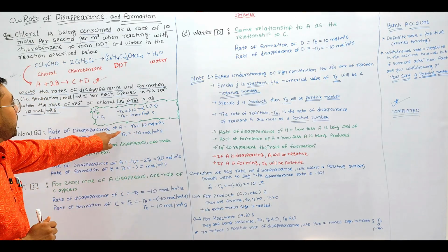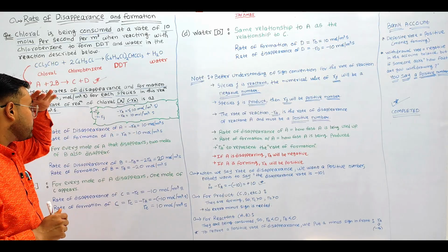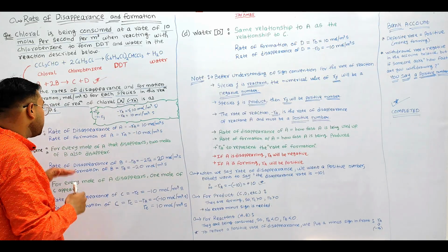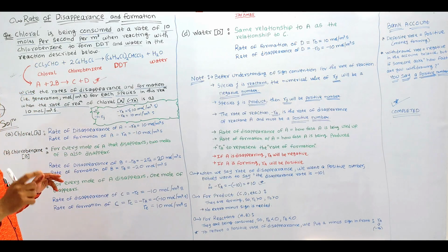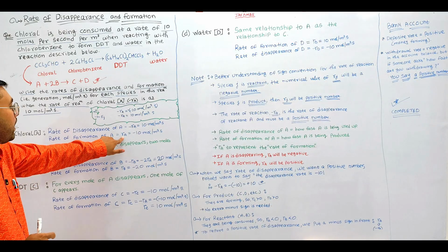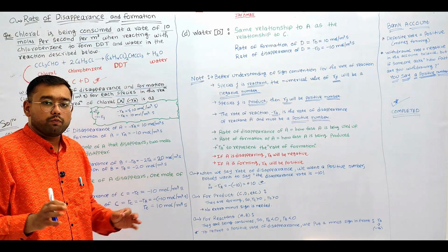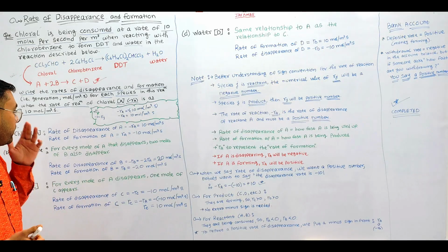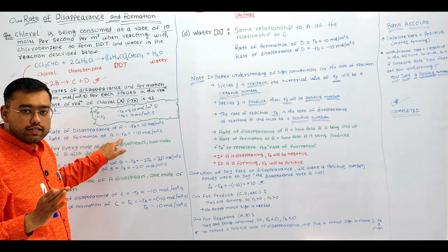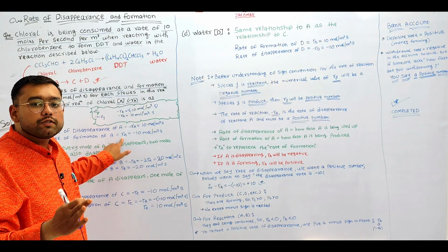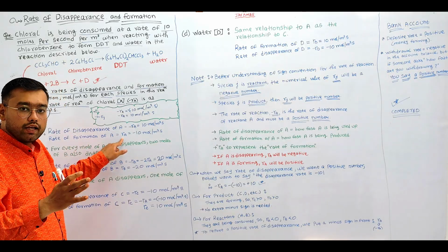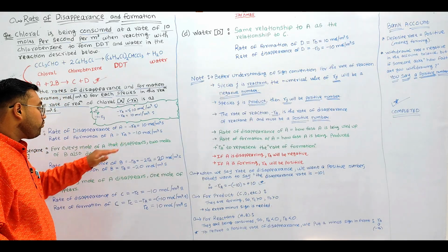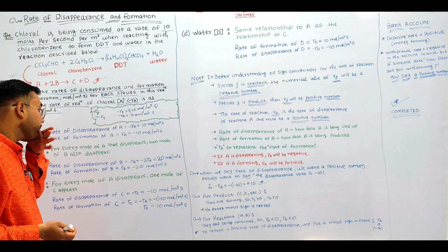So the rate of disappearance of A is 10 moles per meter cube per second, and the rate of formation of A is Ra. Ra is minus 10 moles per meter cube per second. We already understand this, because Ra represents the rate of formation of species A, which is minus 10 moles per meter cube per second.